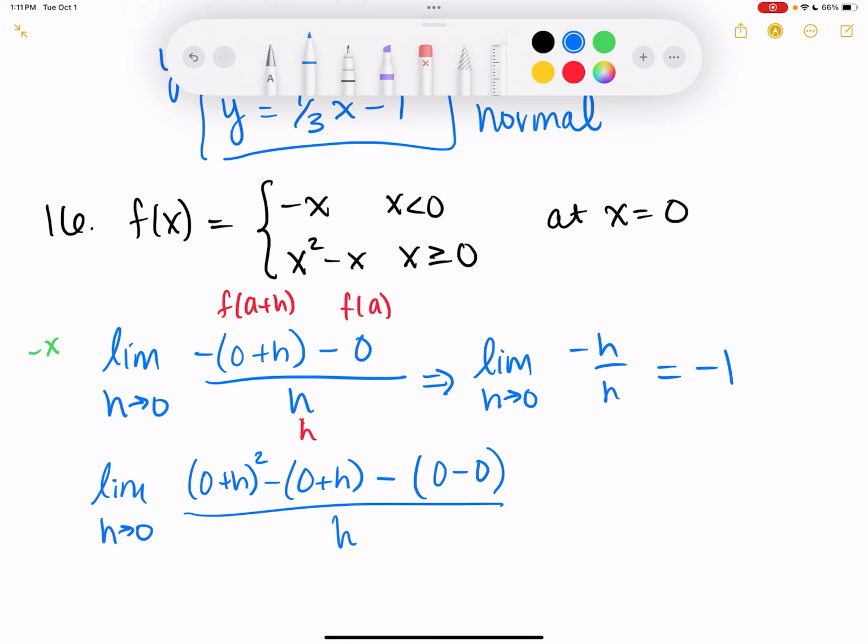I don't know. Just the letter the book uses.